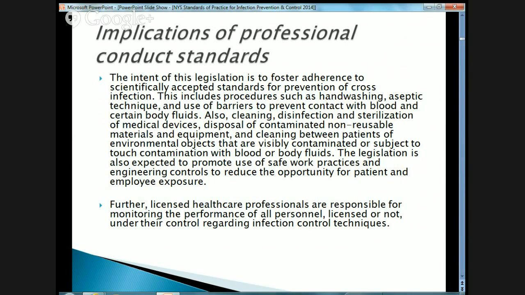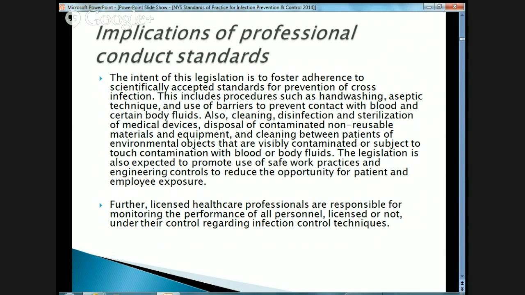You have to adhere to the standards of practice. And that includes, if you're in an office and the technician comes in and you don't perceive that person washing their hands, you can actually call the Department of Health and have them checked.